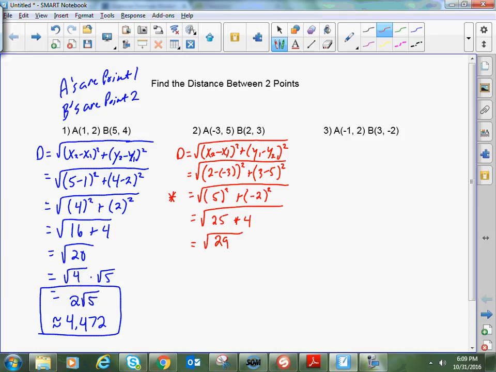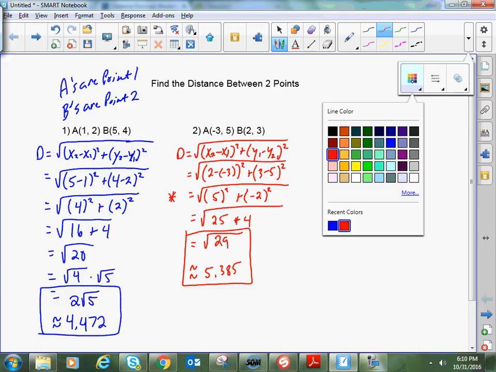Now the square root of 29 can't be simplified as a radical. It doesn't have any perfect square factors. So the square root of 29 would be the exact answer. And the approximate answer, again rounding it to 3 decimal places, would be about 5.385. So there is our exact answer and our approximate answer for problem 2.